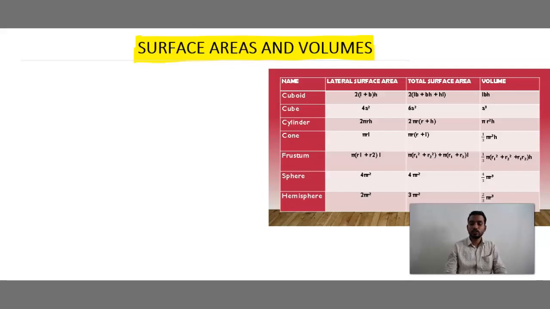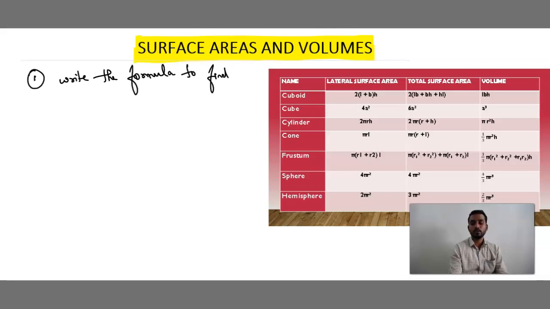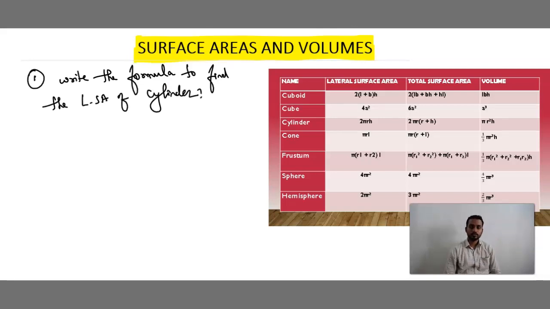Yes, students, we can see here. Particularly I am saying this, remember, this is very important. They may ask you straightforward any formula. The question will be asked for you like this. Write the formula to find the lateral surface area of cylinder. The question will be asked to you like this. Write the formula to find the lateral surface area of cylinder. So what is the lateral surface area of cylinder? 2 pi rh. Just write 2 pi rh.